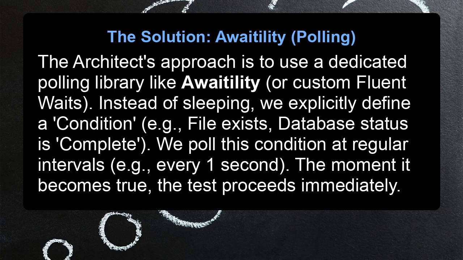The solution: Awaitility polling. The architect's approach is to use a dedicated polling library like Awaitility or custom fluent waits. Instead of sleeping, we explicitly define a condition, for example, file exists, database status is complete. We poll this condition at regular intervals, for example, every 1 second. The moment it becomes true, the test proceeds immediately.